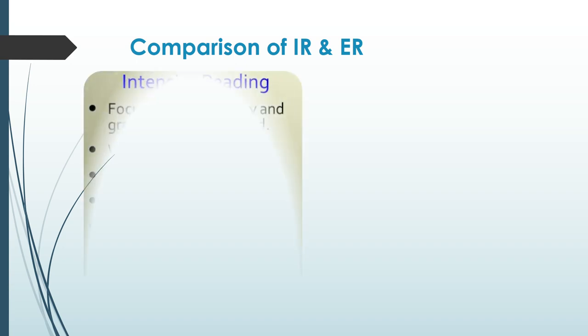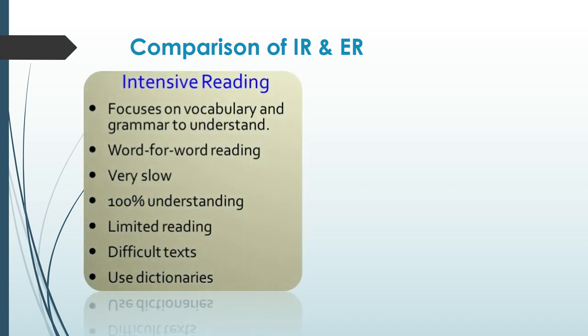Just quickly, I'm going to put the comparison of intensive reading with extensive reading. You can see there are seven bullets over here. Intensive reading, in a nutshell, focuses on vocabulary and grammar, I mean, specific language items or specific surface structures. Of course, for that, word for word reading is going to be done so that you do not skip anything. There is no chance of skipping. Inside the classroom, this is what we usually do: intensive reading, then extensive reading.